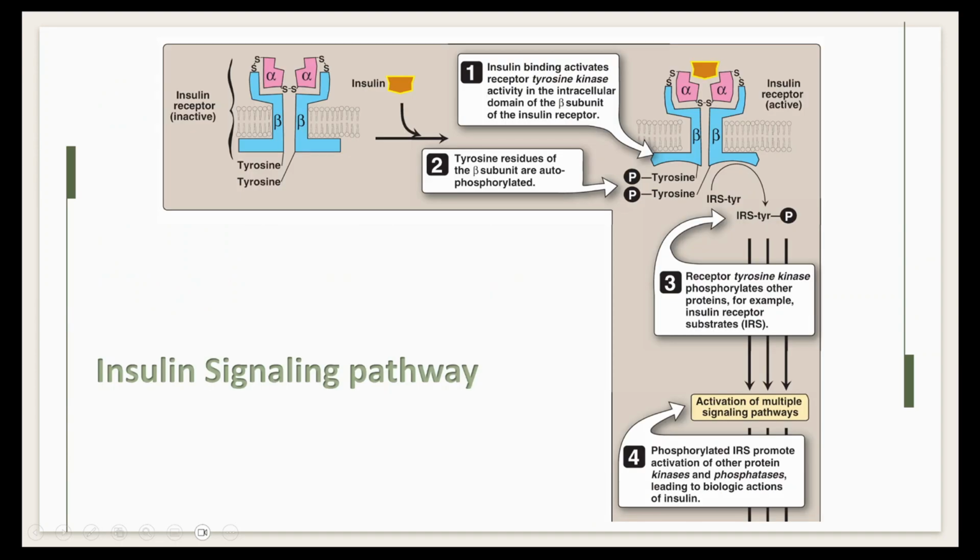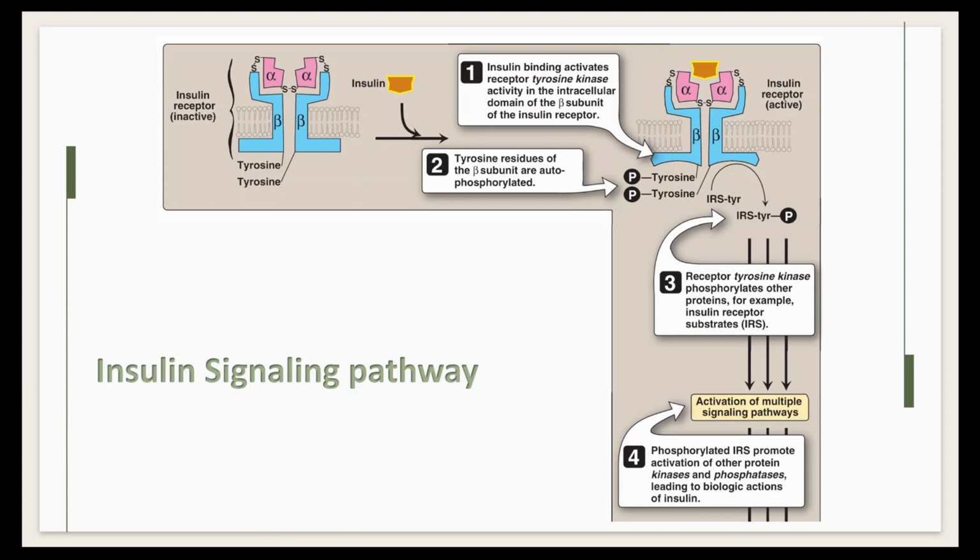We will start by discussing the signaling pathway of insulin, and then we will go to glucagon. Now, as mentioned, insulin and glucagon are peptide hormones, which means that their receptors are present on the cell membrane of the cells. Starting with the insulin receptor, it's a tyrosine kinase coupled receptor.